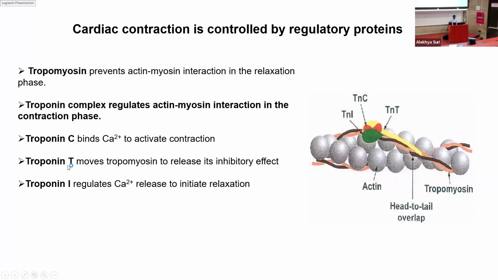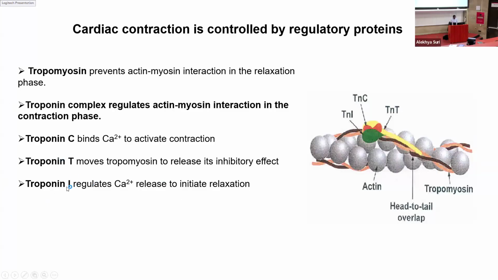The troponin T is involved in moving the tropomyosin, which prevents the actomyosin interaction, and thereby it releases its inhibitory effect. Once the calcium binds to troponin C, the entire troponin complex will be rearranged, and thereby the troponin T will move the tropomyosin away from the actin, and thereby it exposes the myosin binding site on the actin molecule. And troponin I regulates the calcium release, and thereby it initiates the muscle relaxation.